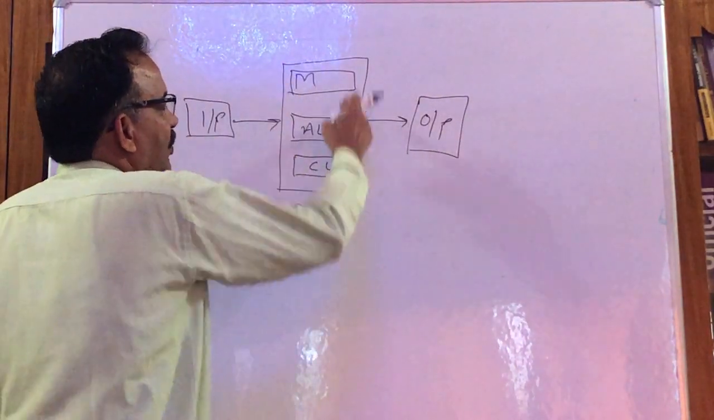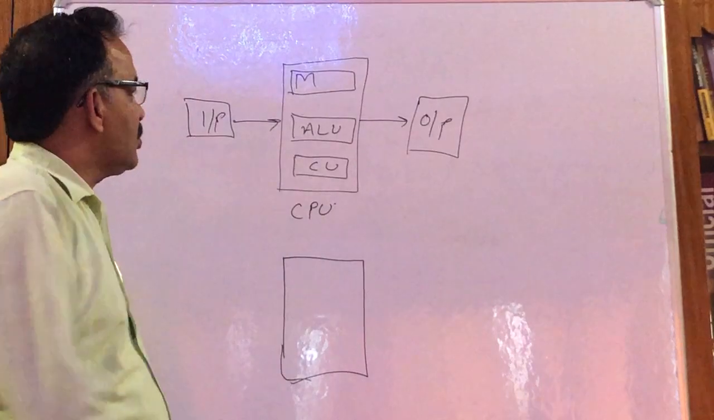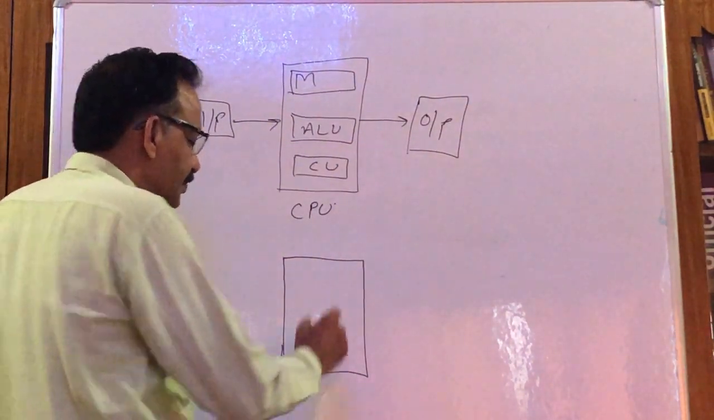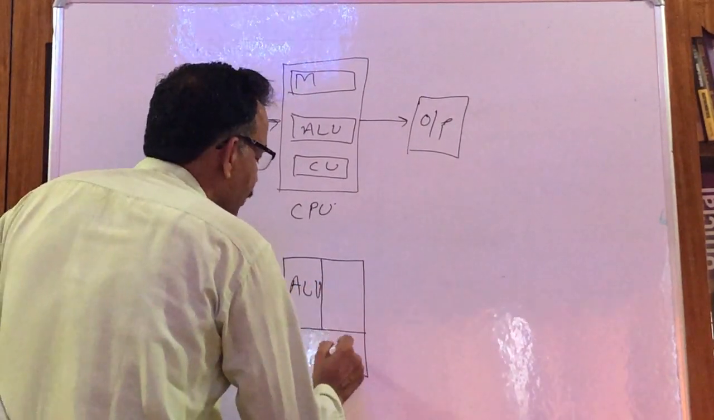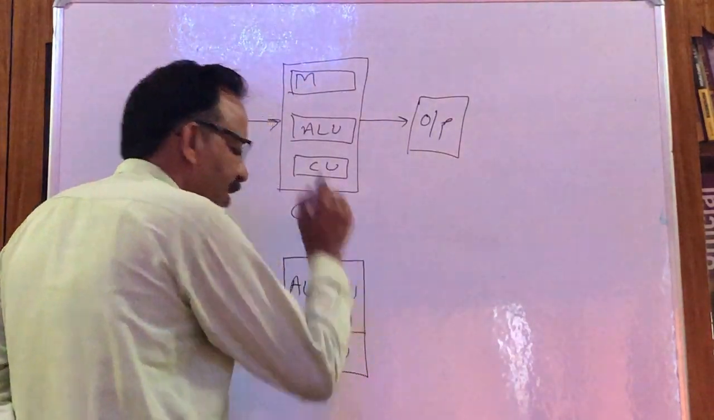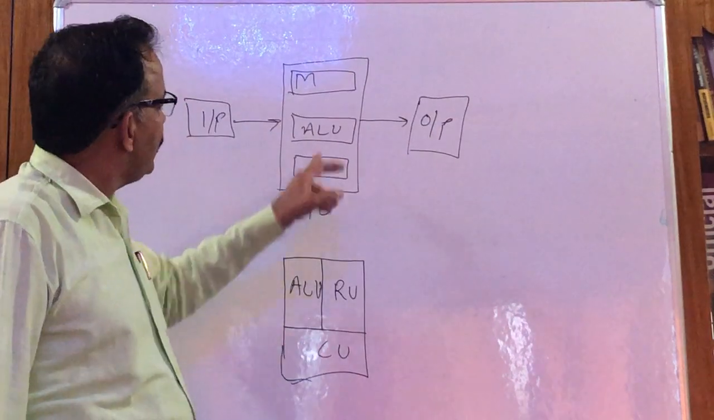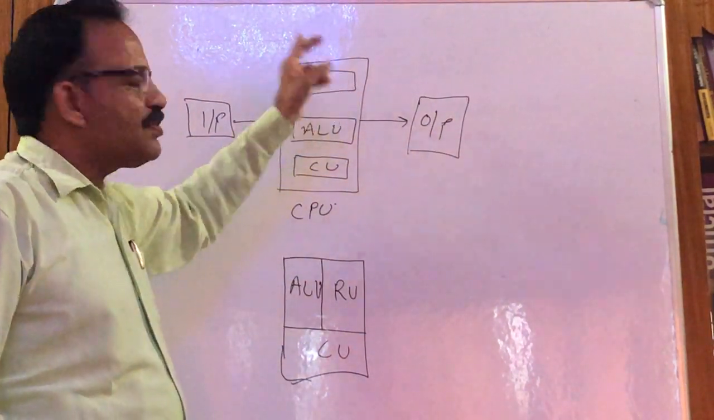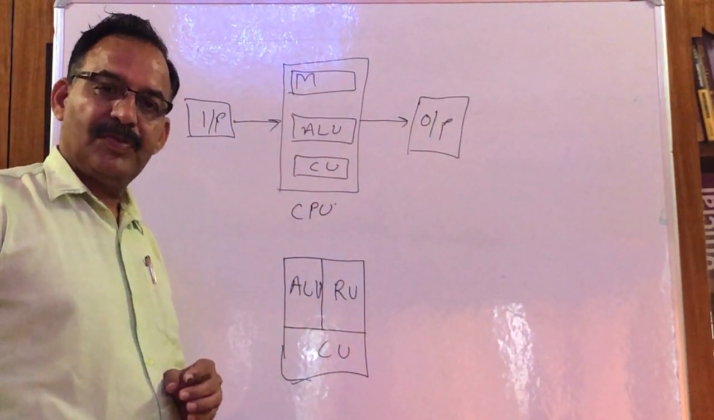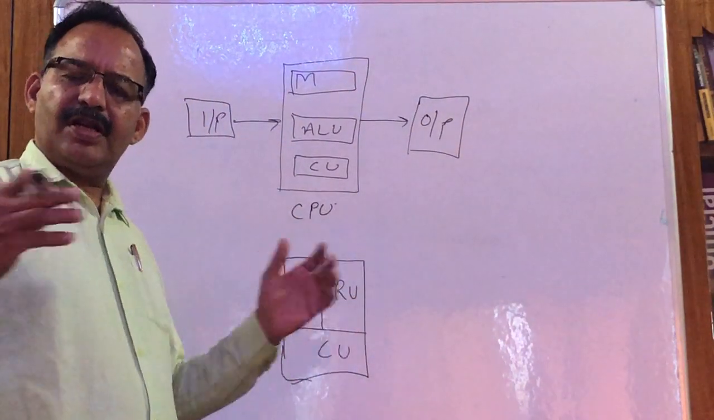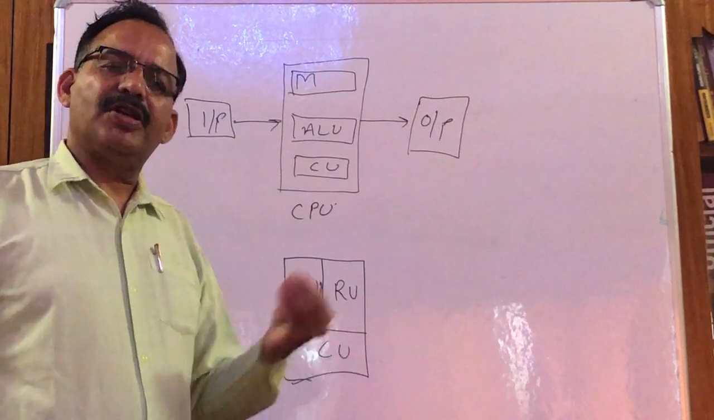Now if the whole CPU is fabricated on a single chip, that means a single IC, which consists of all these CPU parts, that is the ALU, the CU and RU. This is ALU, which is exactly the same as this. This is CU, which is again exactly the same as this. Here it is memory and it is register unit. As you know, memory is made up of registers only. So here, instead of creating thousands and thousands of registers, we create a few registers. That is why instead of calling it a memory unit, we simply call it a register unit.